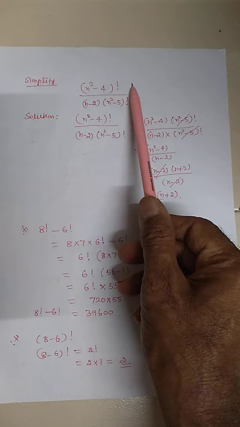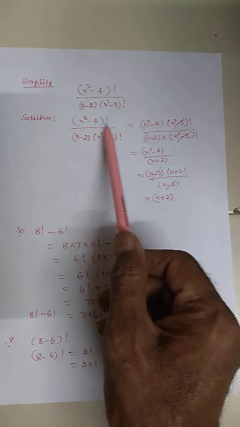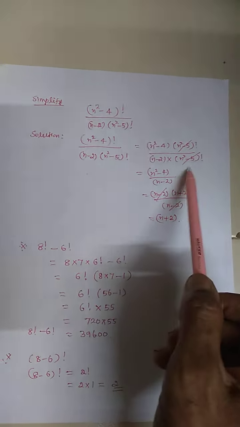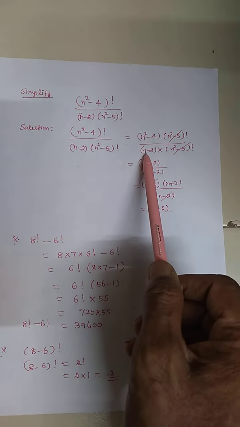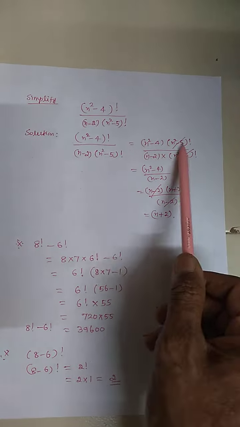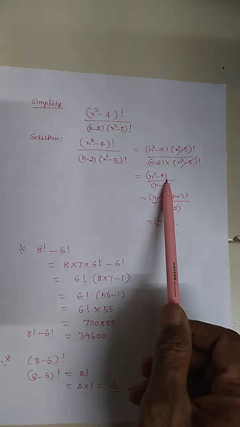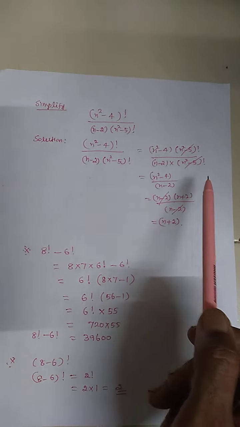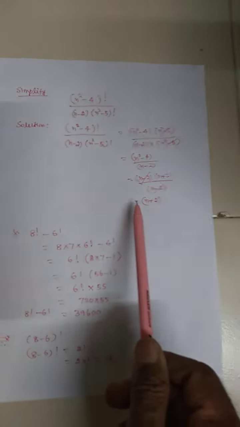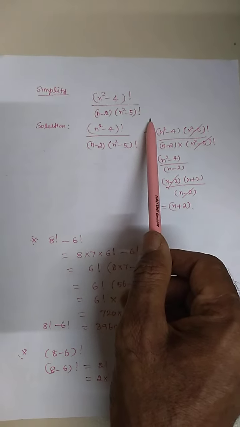Simplify (n squared minus 4) factorial divided by (n minus 2) into (n squared minus 5) factorial. So (n squared minus 4) factorial is equal to (n squared minus 4) into (n squared minus 5) factorial. Here the denominator has (n squared minus 5) factorial and into (n minus 2). So (n squared minus 5) factorial in the numerator and denominator cancelled. So n squared minus 4 divided by n minus 2. n squared minus 4 is n squared minus 2 squared, formula a squared minus b squared. So n minus 2 into n plus 2 divided by n minus 2. These are cancelled. The answer is n plus 2.